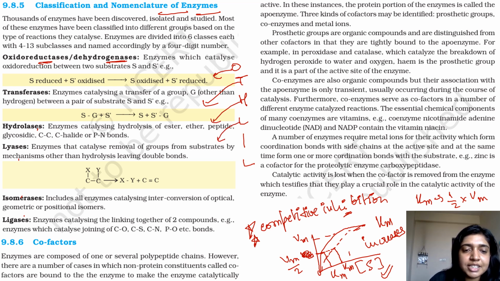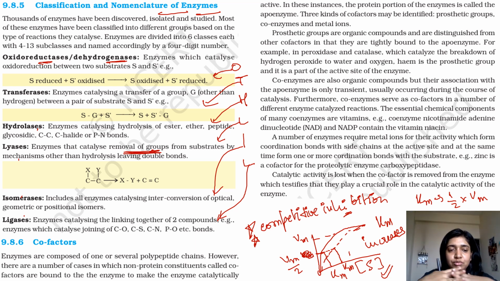That means it causes removal or lysis, which basically means breakdown. So lyases is like removal of groups from substrates. I is isomerases, L is ligase. Ligase serves the function of joining. Okay. So lyase and ligase are basically totally different in function. Lyase breaks, ligase joins. Alright.